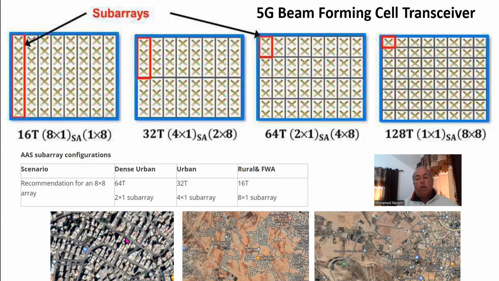Contrary to that, if you look at the dense areas, you might have a single building that needs dedicated beams to cover it, because it's a high rise with a lot of people living in it, like shopping malls and so forth. So in a case like this, for instance, you would need 64 transmitters, which is a case like this.